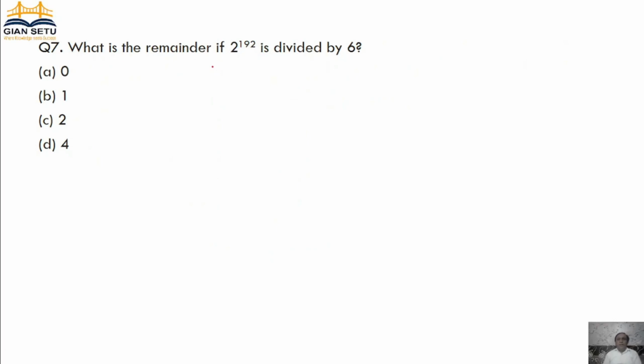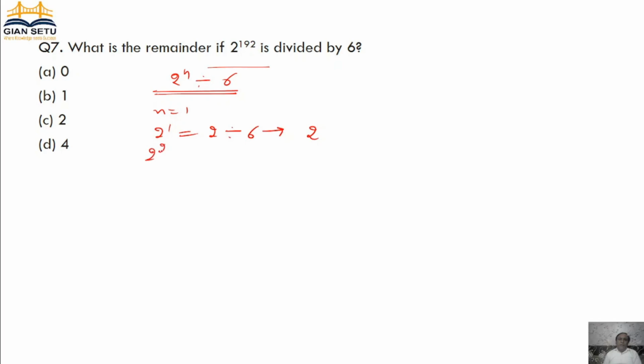Let's move to question number 7. What is the remainder if 2 raised to power 192 is divided by 6? Now if we closely observe this number, to solve this question we need to see the cyclic pattern of 2 raised to power n divided by 6. When n is equal to 1, 2 raised to power 1 is 2, and if we divide it by 6, the remainder will be 2.